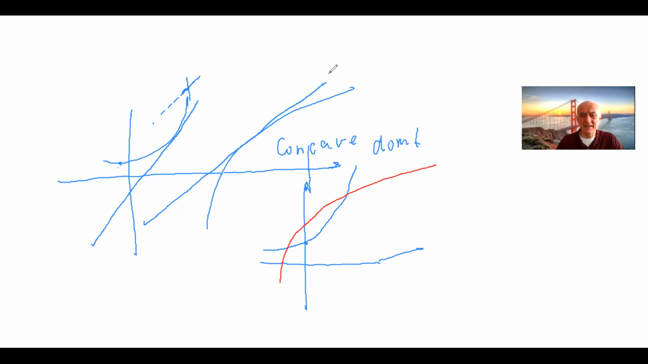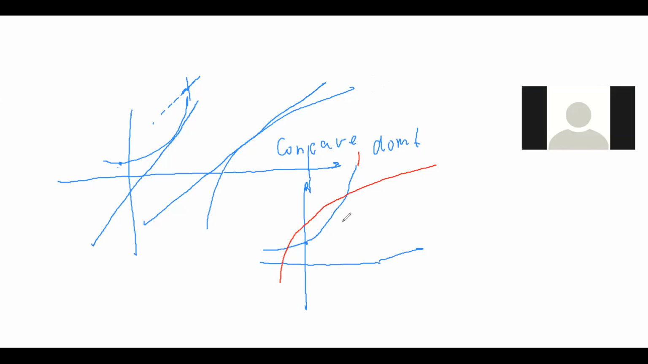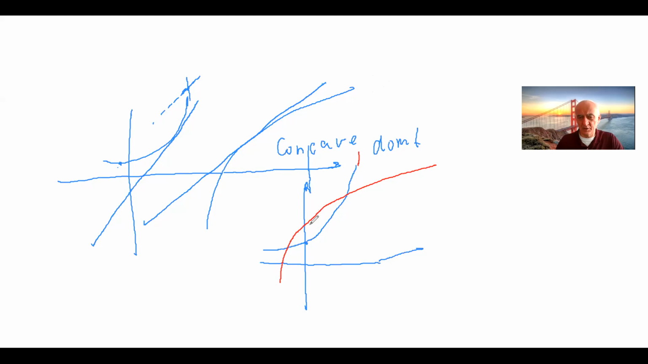What do you think? Are they increasing or decreasing? Let's first determine. The blue graph, is it increasing or decreasing? Increasing. Both are increasing, but one of them is slowly increasing. The blue will be concave up, but the red one will be concave down. Also the red one is increasing, but it's concave down, yes.